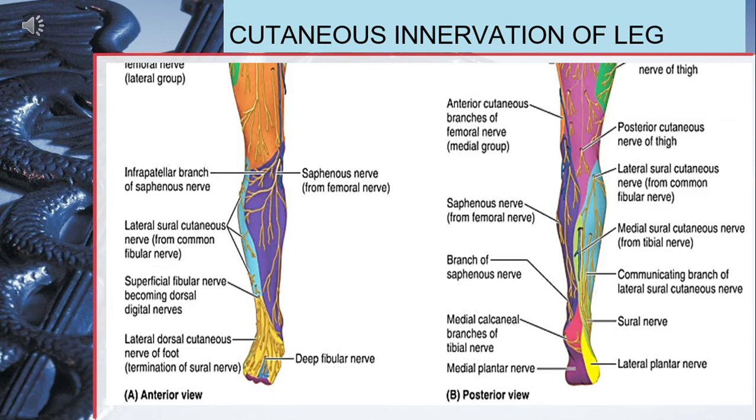Then in the sole, we have cutaneous branches from the tibial nerve directly, which are the medial calcaneal branches supplying the skin over the heel. Then we have branches from the two terminal parts of the tibial nerve, the medial and lateral plantar nerves. The medial plantar nerve supplies the skin of the medial side of the sole and the plantar aspect, sides and nail beds of the medial 3.5 toes, while the lateral plantar nerve supplies the skin of the lateral part of the sole and the plantar aspect, sides and nail beds of the lateral 1.5 toes.